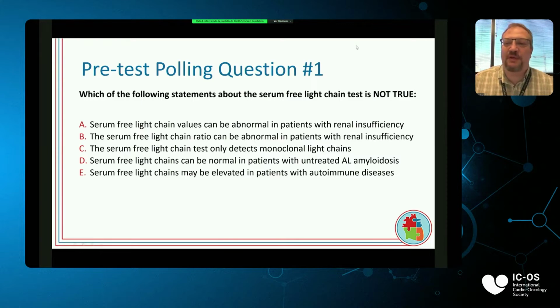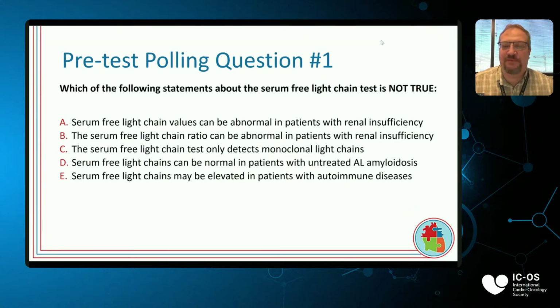Let's start with a pre-test polling question. Which of the following statements about the serum free light chain test is not true? A, the serum free light chain values can be abnormal in patients with renal insufficiency. B, the serum free light chain ratio can be abnormal in patients with renal insufficiency. C, the serum free light chain test only detects monoclonal light chains. D, serum free light chains can be normal in patients with untreated AL amyloidosis. And E, serum free light chains may be elevated in patients with autoimmune disease. And we're looking for the one that is not true. And a link should show up for you to vote.